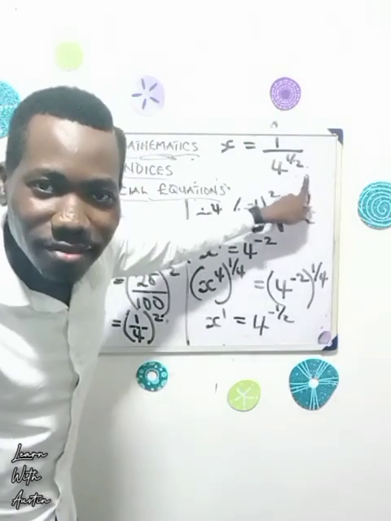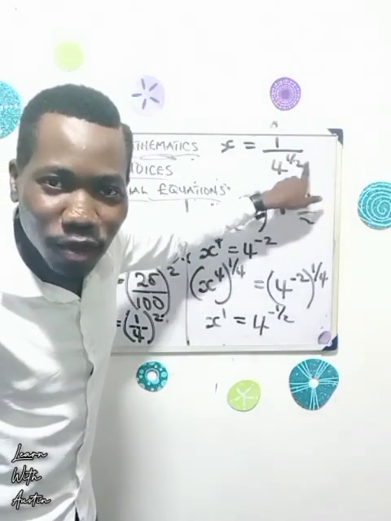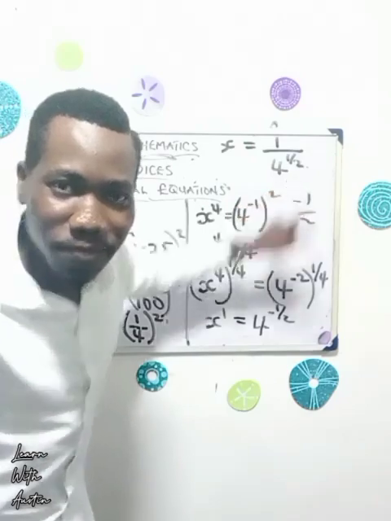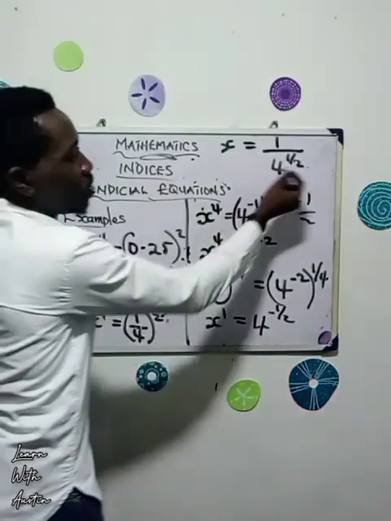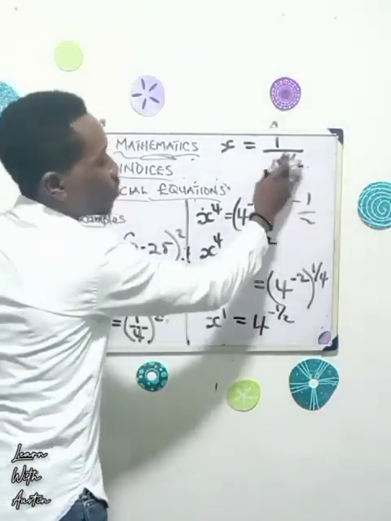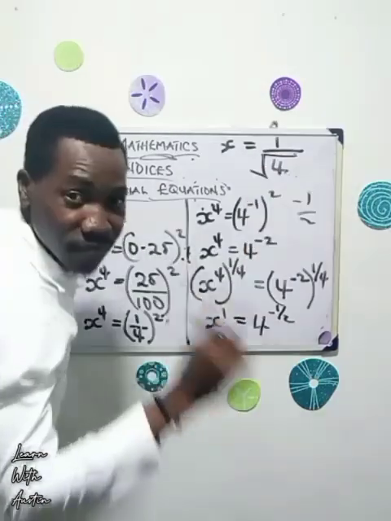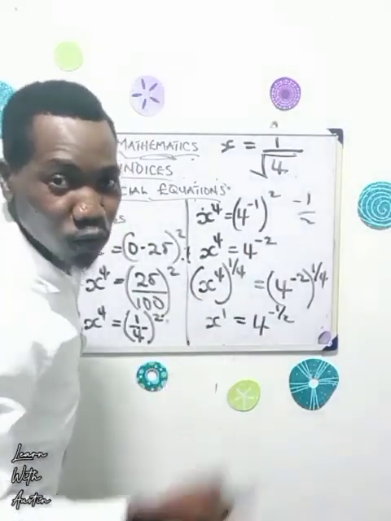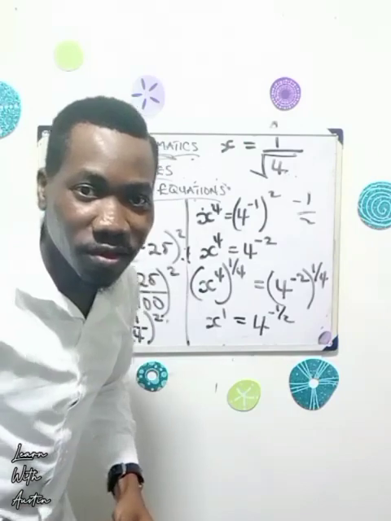So, now what's the next thing? 4 raised to the power of 1 over 2, that's the square root of 4, right? So, that's going to give us, what is the square root of 4? That's 2. So x is 1 over 2.